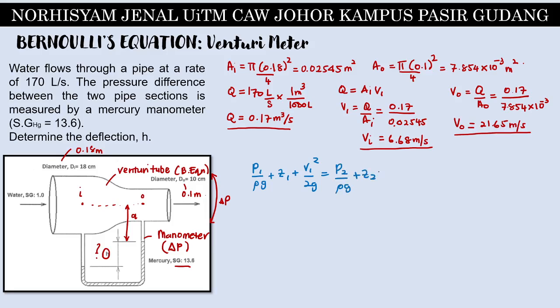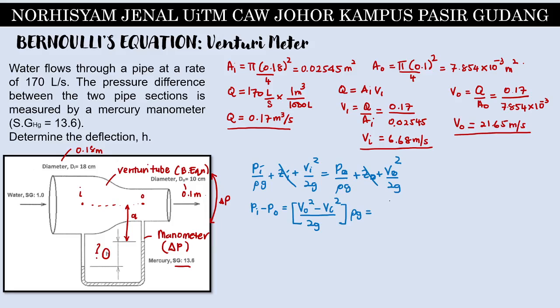K plus Z2 plus V2 square over 2G, and then I and O, sorry, it's I and O. I'm used to 1 and 2, so I and O. Right, so if you can see from here, the elevation is the same, so Zi and Zo is cancelled out. Okay, and then we rearrange it to be Pi minus Po is equal to Vo square minus Vi square divided by 2G, and then multiply by rho g.